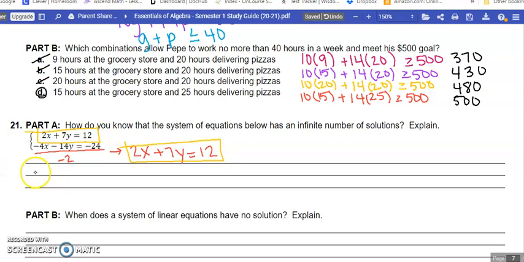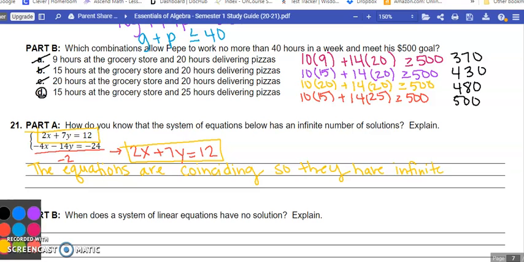So what you would want to say is something like the equations are the same, so you know they're the same line, and they're going to have infinite solutions or infinite common points. We refer to these as coinciding, meaning the same. Infinite common points.